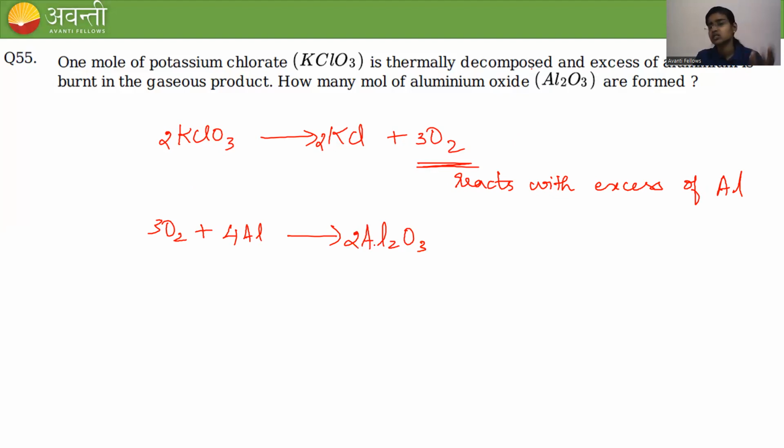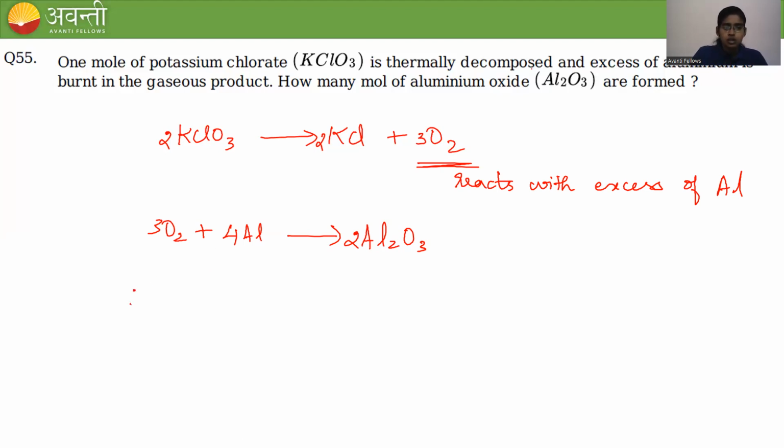So the oxygen which is formed from the decomposition, that is 3O2, is reacting with excess of aluminium. So O2 plus Al gives Al2O3, and on balancing you will have 3O2 plus 4Al giving 2Al2O3. Got it? Now this is the reaction of O2 with excess of aluminium.